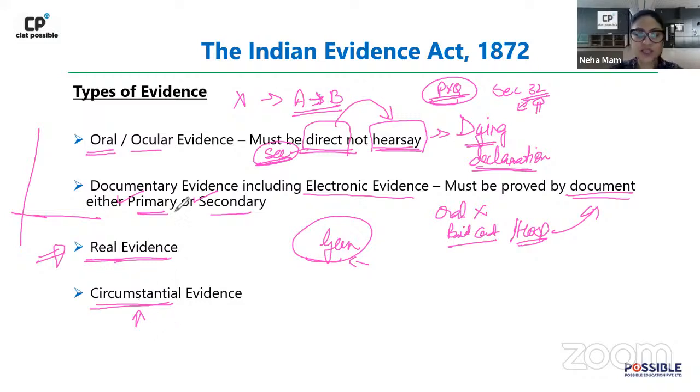ठीक, तो ये हो गए आपके 4 टाइप के एविडेंस. ओरल हो गया, डॉक्यूमेंट्री, रियल और सर्कमस्टेंशियल. I hope everybody is clear with all of them. So far, so good. ठीक है, चलो. Then let's move on.